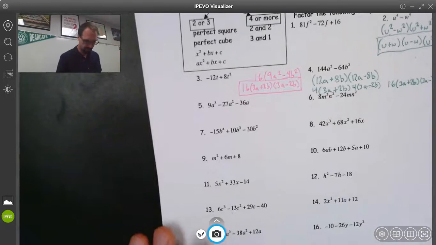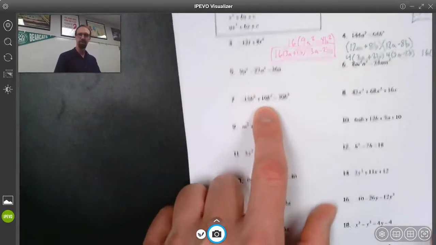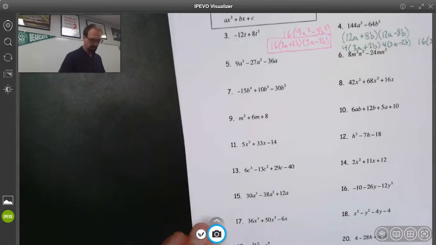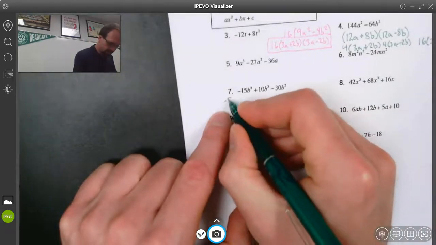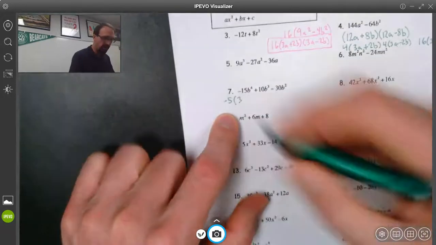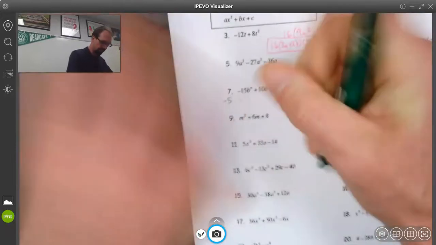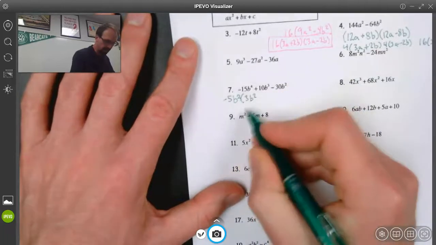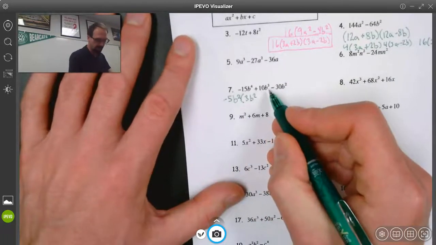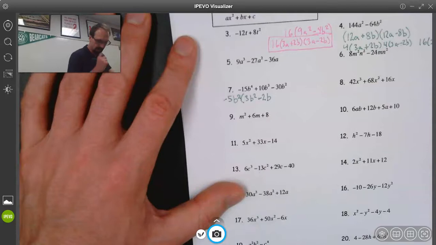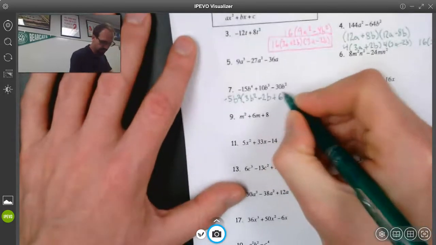Next, I want to go over number 7. For this one, I've got some negatives. I'm going to go ahead and factor the negatives out, and it looks like I can factor out a 5 from all of these. So jumping in, I've got negative 5. This gives me 3b squared. Oh, sorry, negative 5b squared, because they all have at least a b squared term as well. That gives me a 3b squared. If I divide 10b cubed by that, I'm left with a minus 2b. And then this last part is a plus 6.